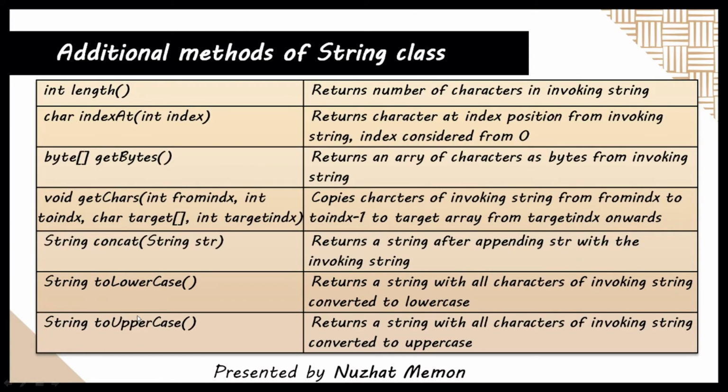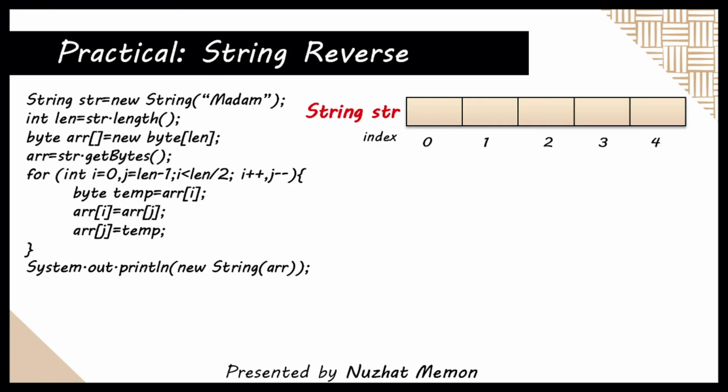Here we have seen different methods of the String class: compare strings, concatenate strings, meaning combine strings, find the length of the string, convert a string into a byte array, or convert the string into lowercase or uppercase. You can even search for characters in a string. In Java we have a binary search method, but we don't have linear search. So here we have a practical for linear search even.